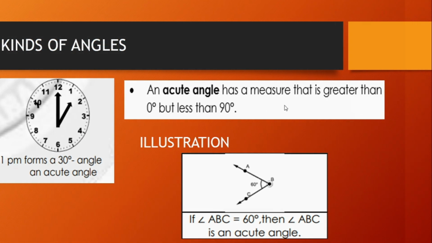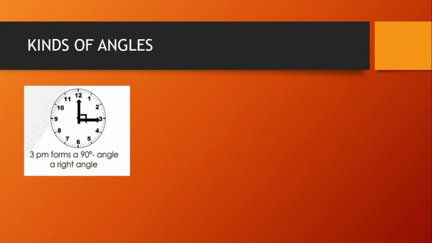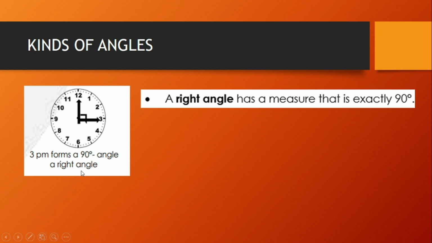Okay? So, what if like this? Sa oras na naman natin, we have 3 o'clock. At kung mapapansin nyo, yung 3 p.m. natin, it forms 90 degrees. So, this angle is what we call a right angle. Bakit? A right angle has a measure that is exactly 90 degrees. Basta, ang angle ay nag-measure ng eksakto ng 90 degrees. So, that is a right angle.